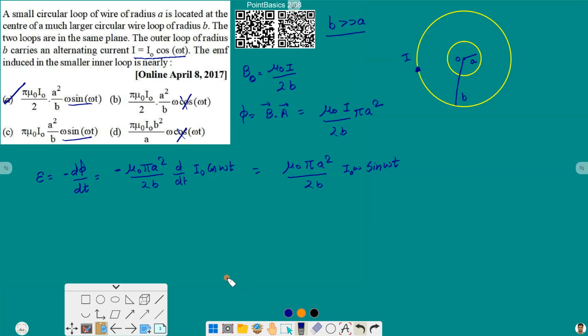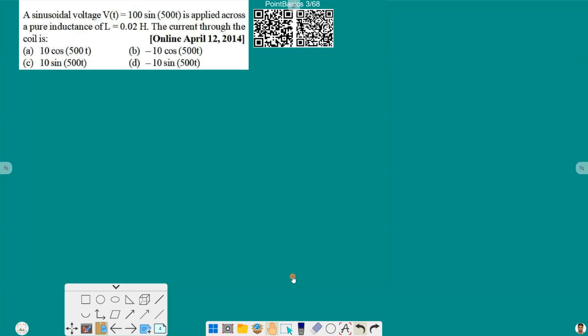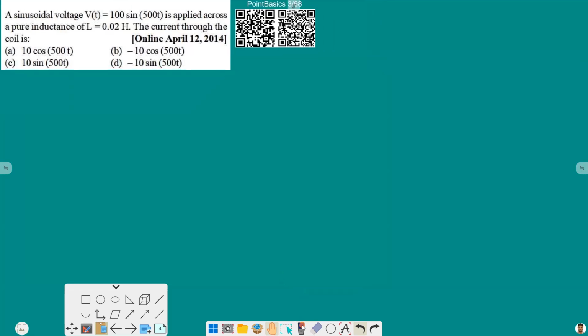Let's move to the next one. A sinusoidal voltage is applied across a pure inductance of this value. The current through the coil is? So we know that the current across an inductor lags by pi by 2 radian with respect to the voltage. So we can use this concept here, that current across an inductor lags by pi by 2 radian as compared to the voltage.